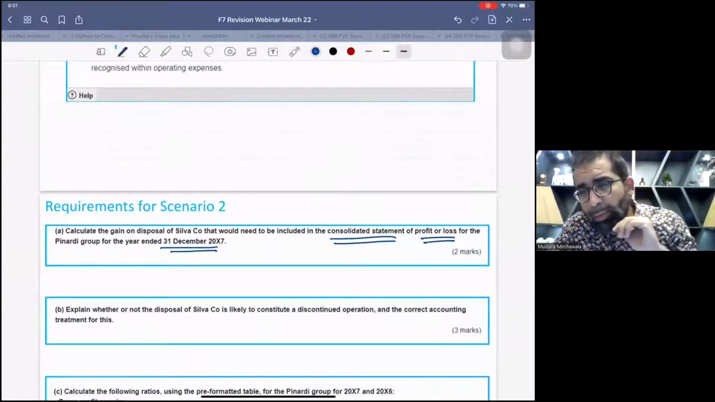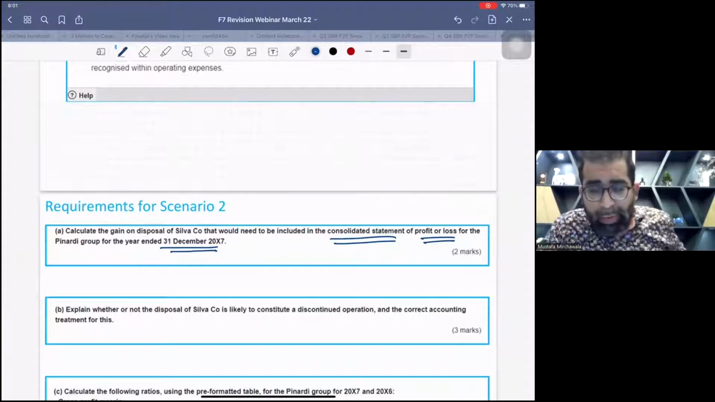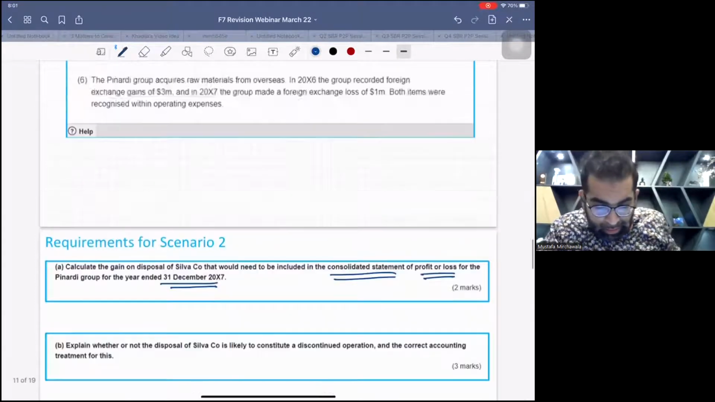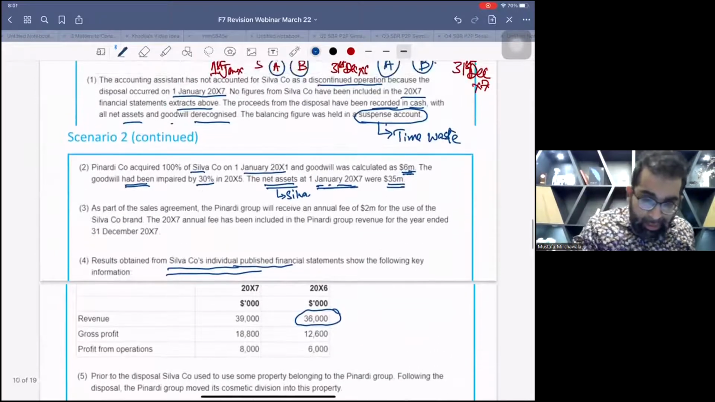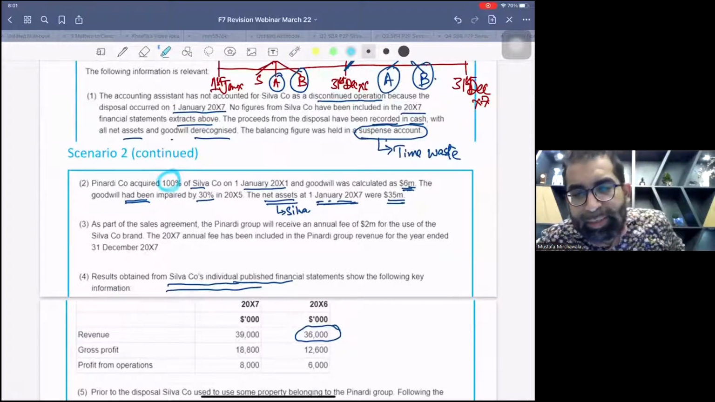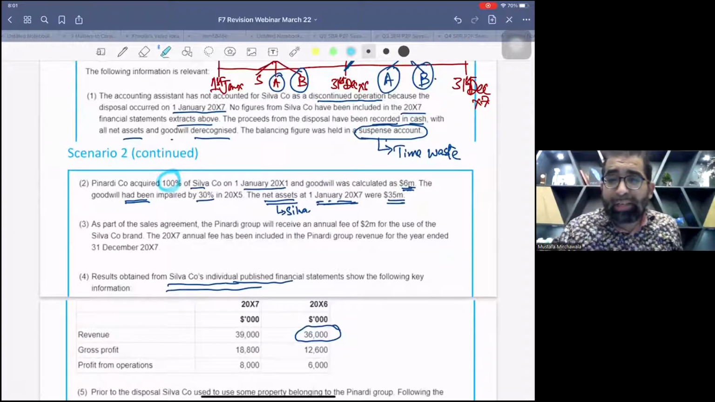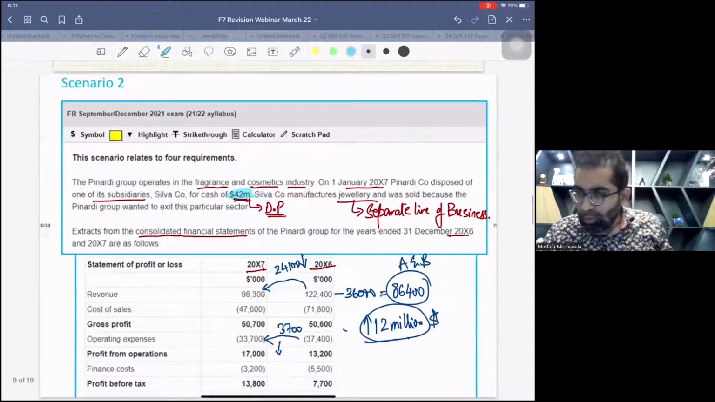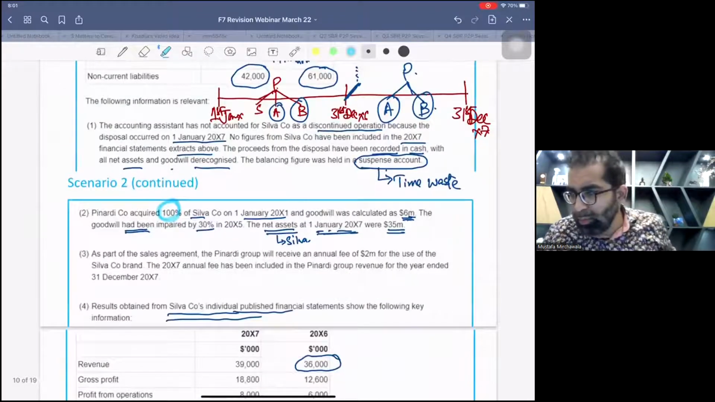Okay, so we need to calculate gain or loss on disposal. Now wait. Remember, for gain or loss on disposal, we must have knowledge of NCI as well. Is there any NCI? Let's check. No, because we acquired 100%. So very, very easy. There is no NCI. Just you have the proceeds. What is the proceeds? It's 42 million.